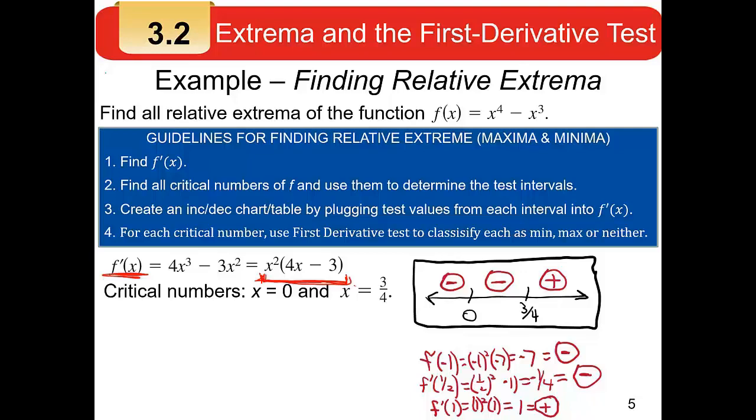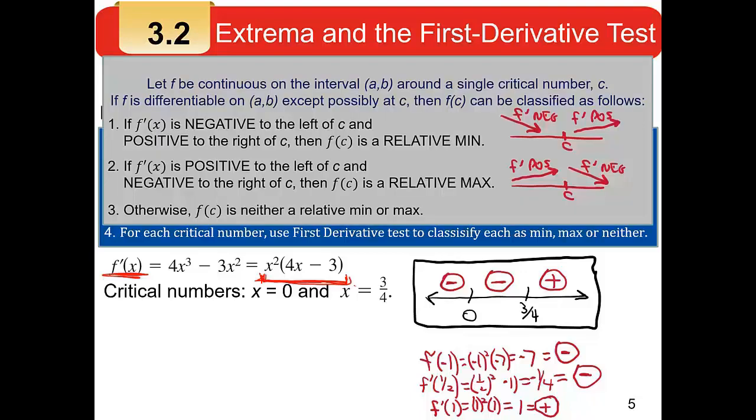So looking at that chart and thinking back to what it means to be a relative minimum or relative maximum, it's the behavior around those critical values. If you look at those negative signs, remember those were plugged into the derivative, and that tells you about the slope. So to the left of 0, the function's decreasing, so I sort of arrowed down. Between 0 and 3/4, it was still decreasing, so I arrowed down again. Once it passed 3/4, it starts up again, so I arrowed up.